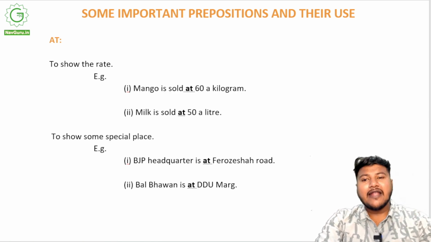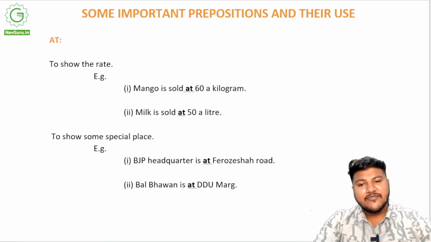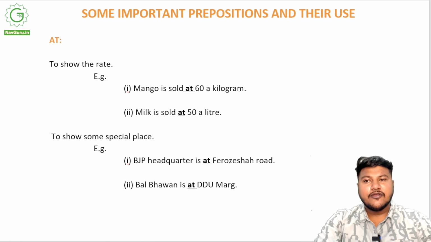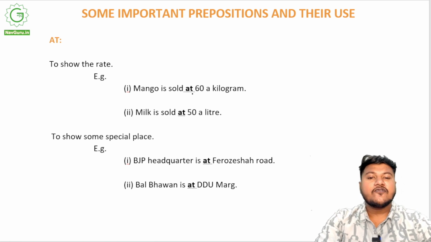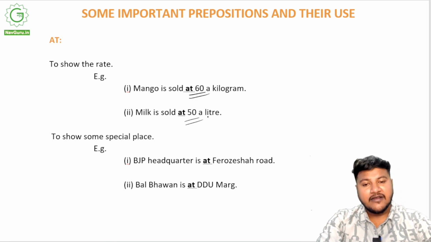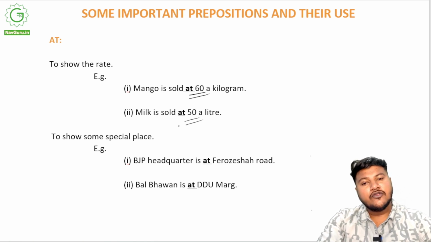At is also used to show the rate of something. If I'm buying something, if I'm selling something, if some transaction is happening, I can use at to associate it. For example, mango is sold at 60 rupees a kilogram, right? Milk is sold at 50 rupees a liter, right? So I'm letting you know the rate or the price of it, so I'll be using at with it.